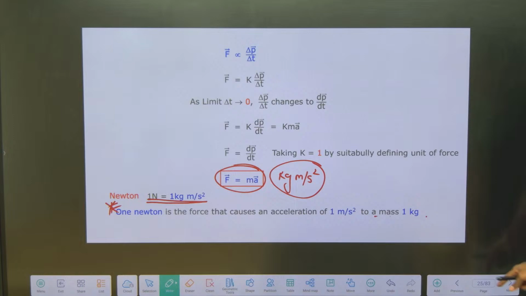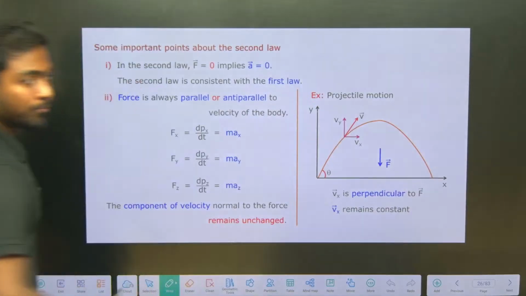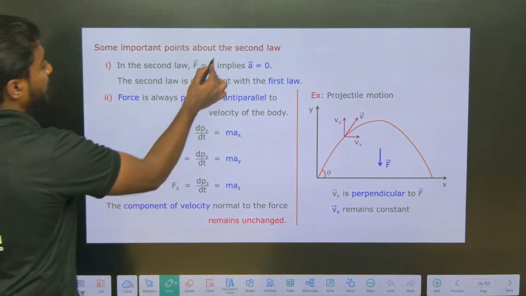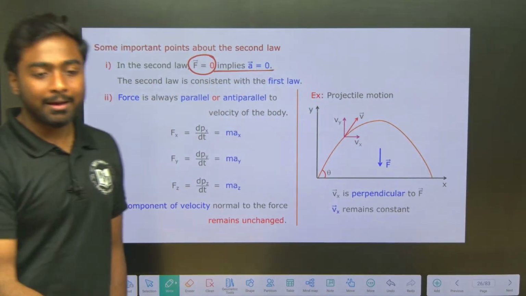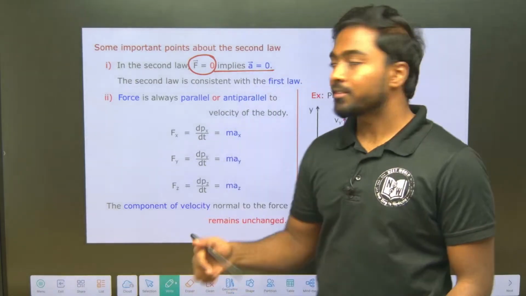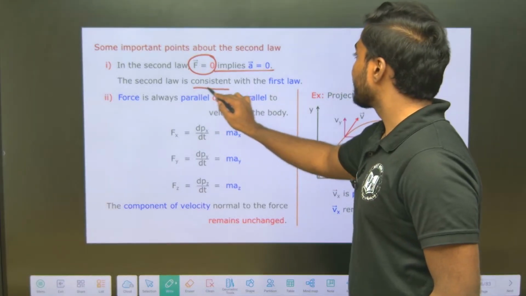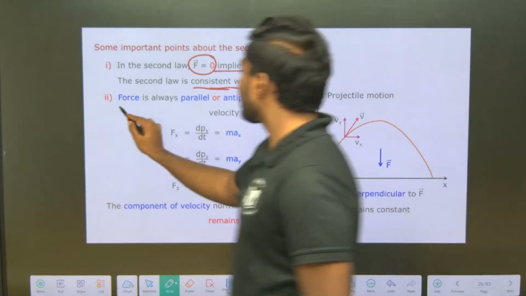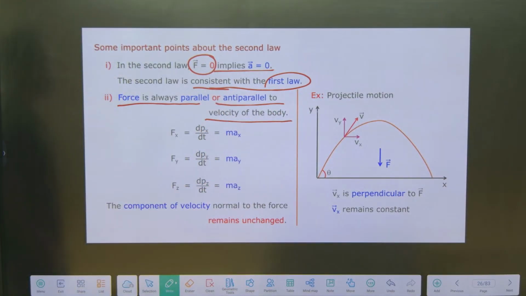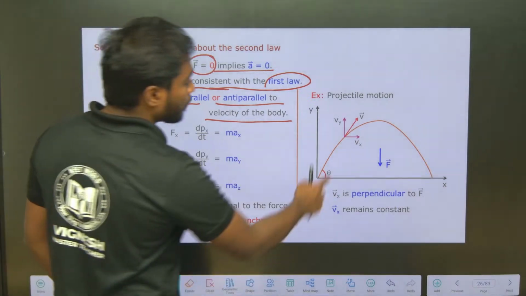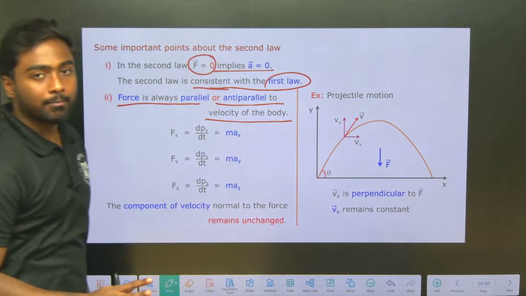Then completed. Okay. So some important points about the second law. In the second law, if F is equal to 0, it implies that acceleration is also 0. I can't say mass is 0. Mass will be there. If acceleration is 0, then F will be 0. The second law is consistent with the first law. A force is always parallel or anti-parallel to the velocity of a body. So if I see here, force will be parallel or anti-parallel.